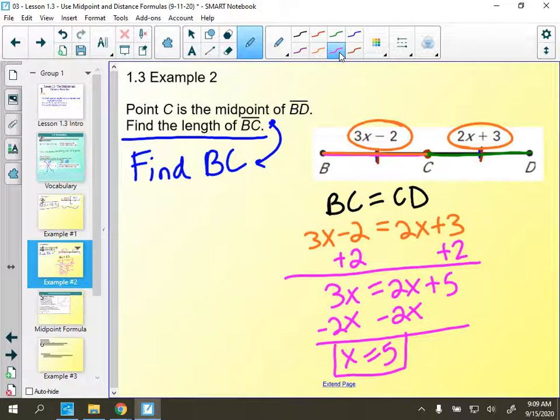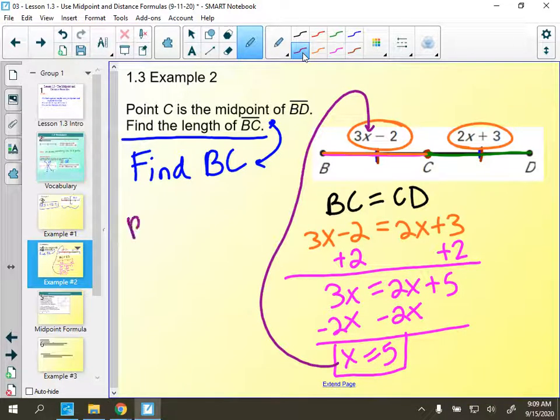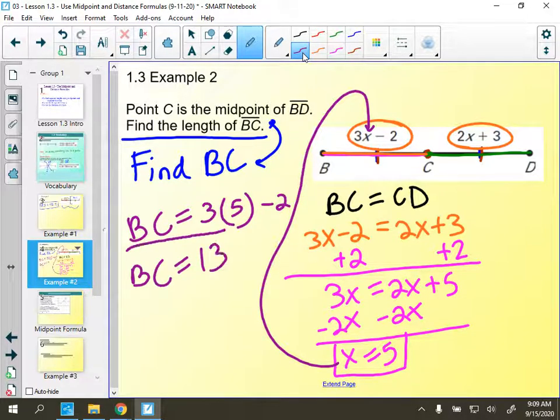Let's take a look at the last part, or assess: did we answer the question? No, not quite. It was asking us to find the length of segment BC. All right, we can do that. I just have to make sure now, where's BC? Right here. The x gets plugged in right there. So to find the actual length of BC, we're going to take 3 times our x that we just found to be 5 and subtract 2. So 3 times 5 is 15, minus 2 is 13. And I think we're okay.